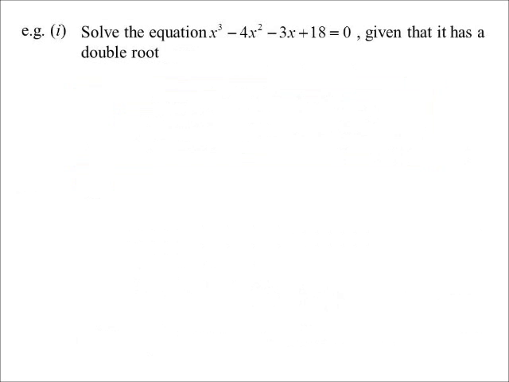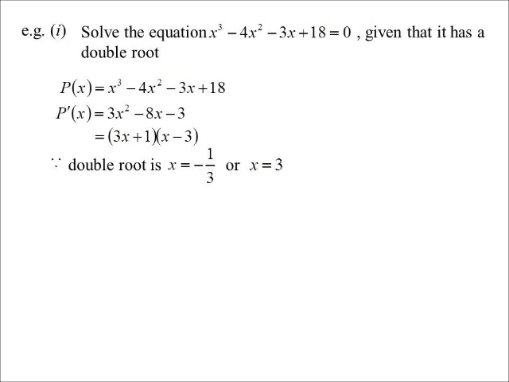So here's an equation to solve, but they've told us it's got a double root. So rather than trying to solve the cubic, what I'll do is I'll differentiate it and try and solve the quadratic, because a quadratic's easier to solve than a cubic. So 3x squared minus 8x minus 3 factorises to be (3x plus 1)(x minus 3). So I have two possibilities for the double root. It's not to say that they both will be, but one definitely will be.